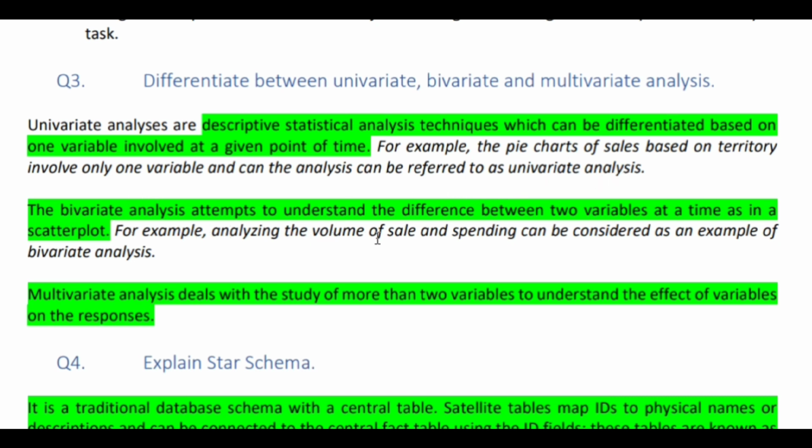The bivariate analysis attempts to understand the difference between two variables at a time, as in a scatter plot. For example, analyzing the volume of sale and spending can be considered as an example of bivariate analysis. Multivariate analysis deals with the study of more than two variables to understand the effect of variables on the responses.